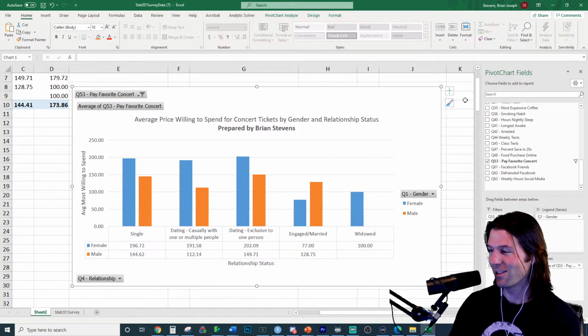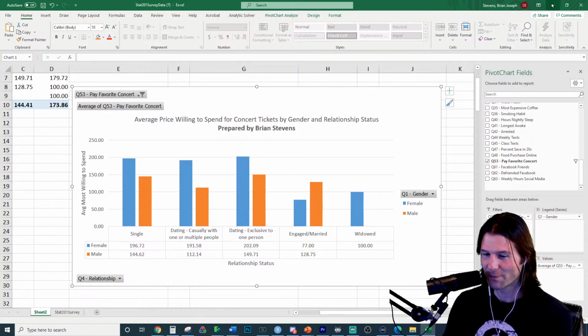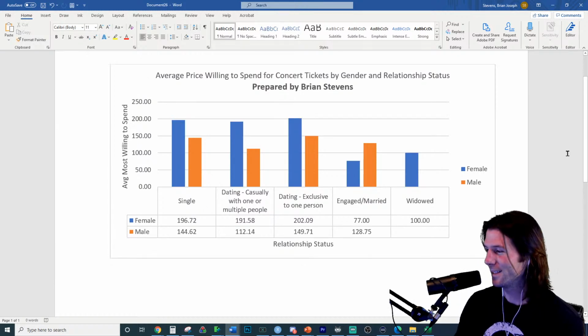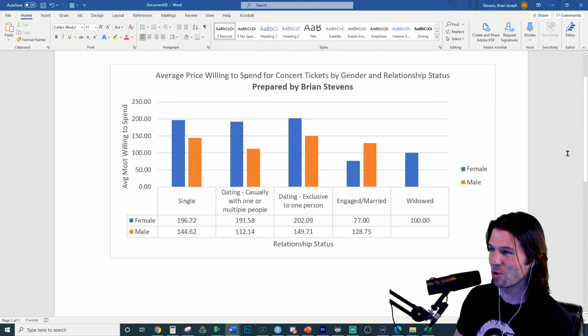$10,000 a ticket. And then 100 people get to go. Exclusive concert. So yeah, is this assignment making more sense as we just make some jokes here?